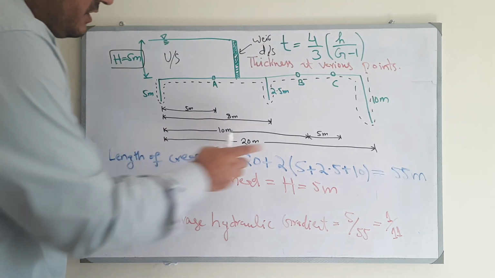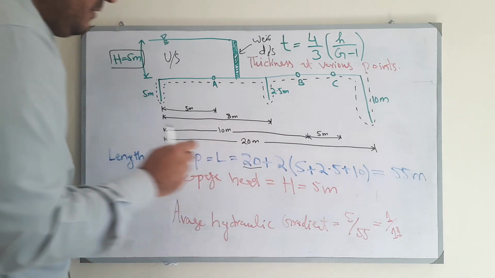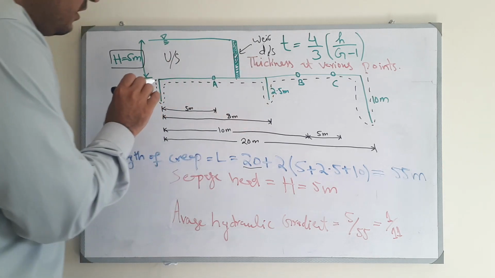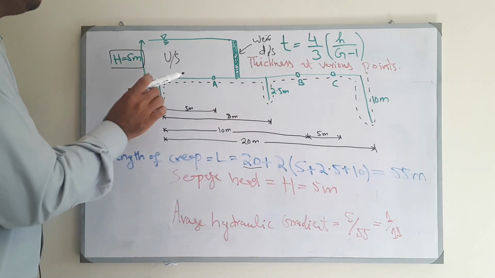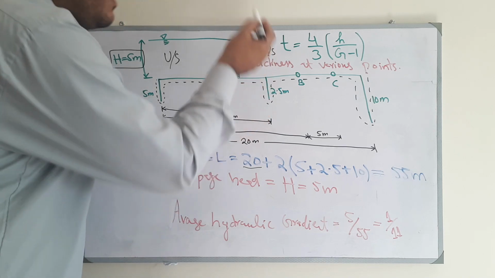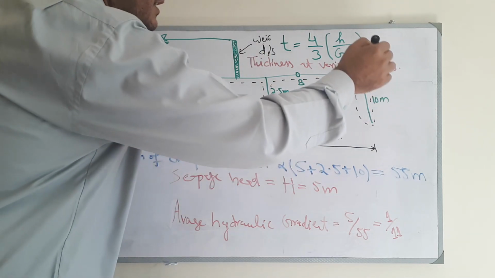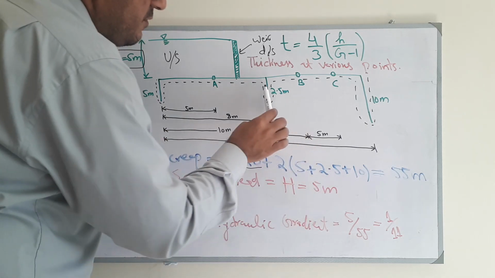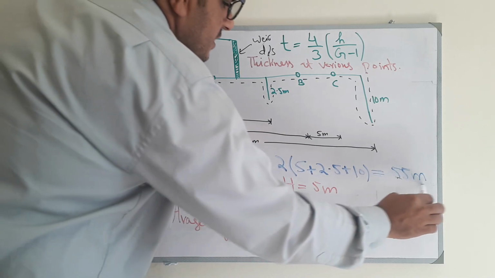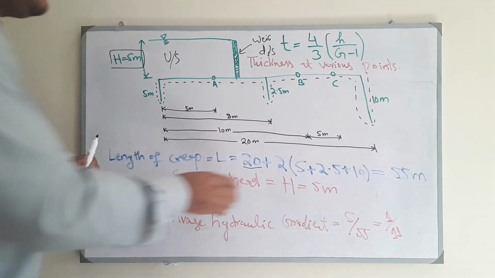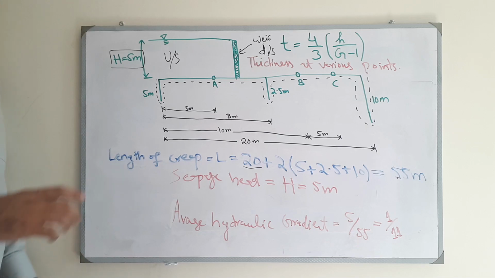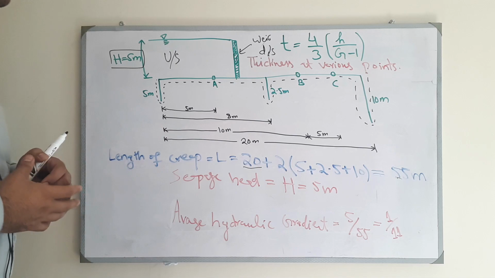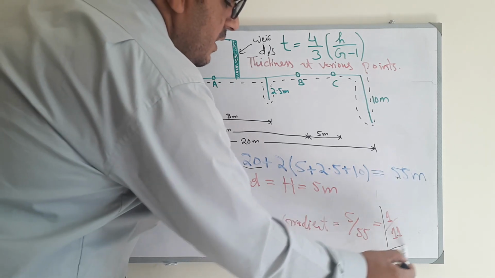So now the horizontal distance is 20, and then you have to add all the vertical distances of the sheet pile. So 5 meter this and 5 meter this, 10, 2.5 and 2.5 in the upward direction, 5, and then 10 and 10. So it's 20. We have taken the two common, 5 plus 2.5 plus 10, and the total is 25. Now we know the seepage head at the upstream is 5 meter, and the hydraulic gradient is always the seepage head divided by the total length, or in our case the creep length, so it is 1/11.